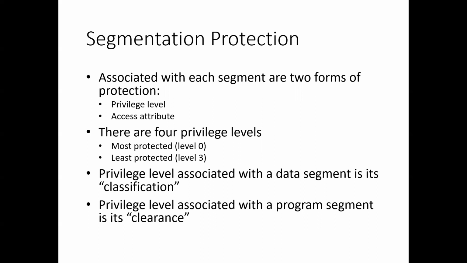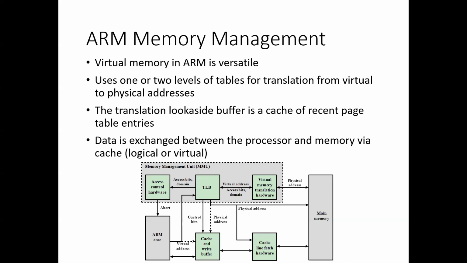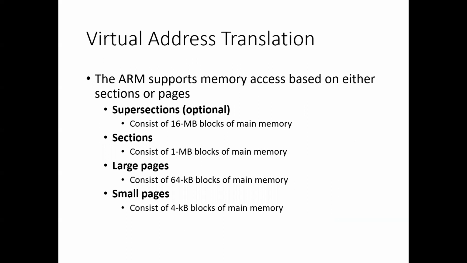So let's take a look at how ARM deals with memory management. Virtual memory in ARM is quite versatile. There are 1 or 2 levels of tables for translation from virtual to physical addresses, and the translation lookaside buffer is a cache of recent page table entries. Data gets exchanged between the processor and memory via the cache, either logical or virtual. ARM supports memory access based on either sections or pages. Supersections are optional; these are 16 megabyte blocks of main memory. Sections are 1 megabyte, large pages are 64K, and small pages are 4K of main memory.